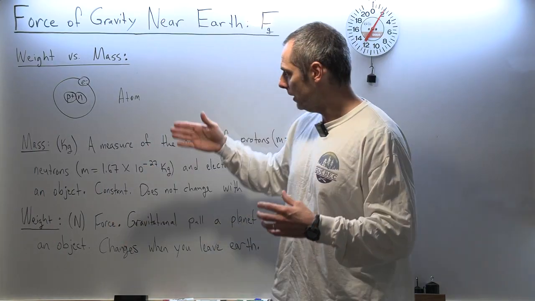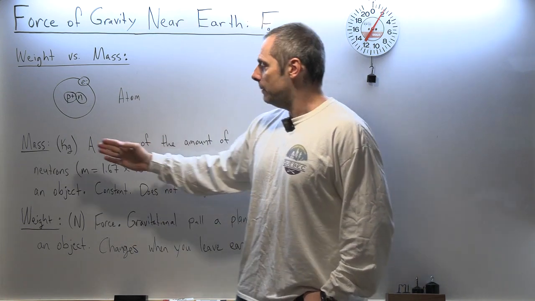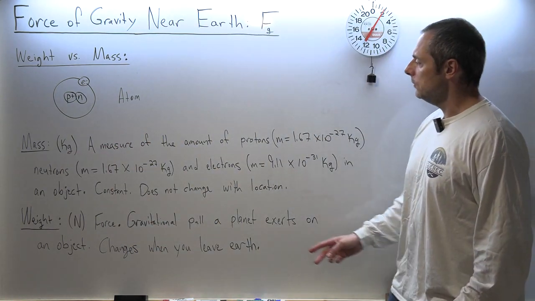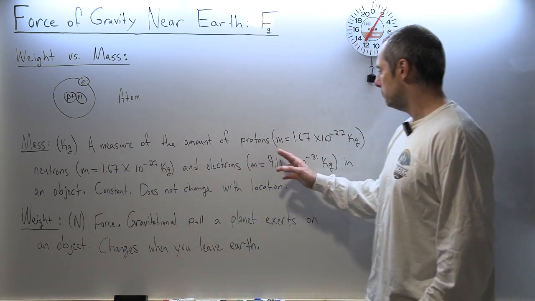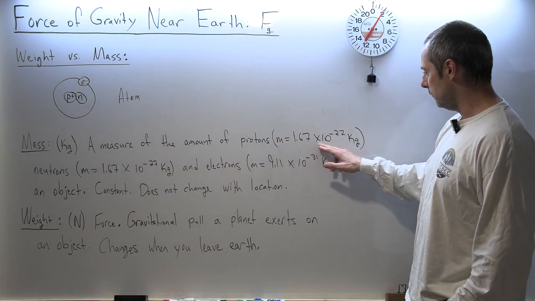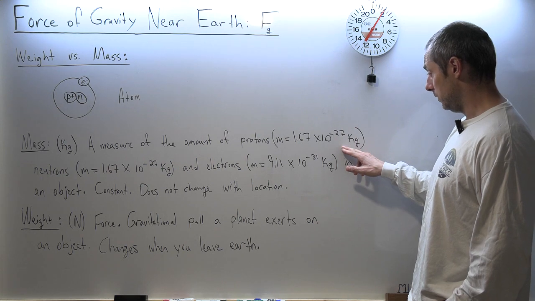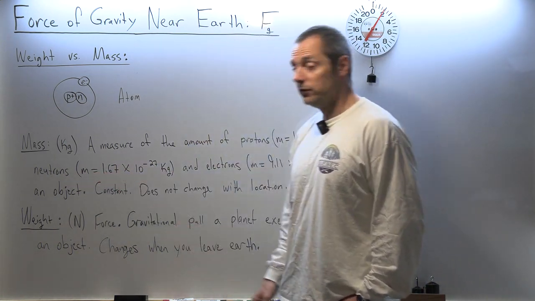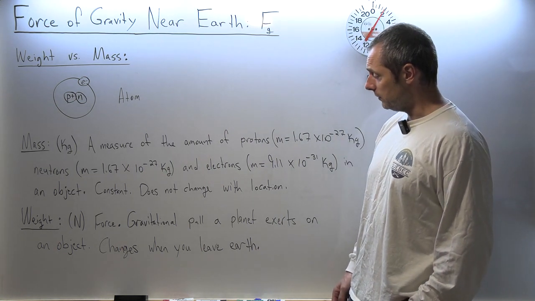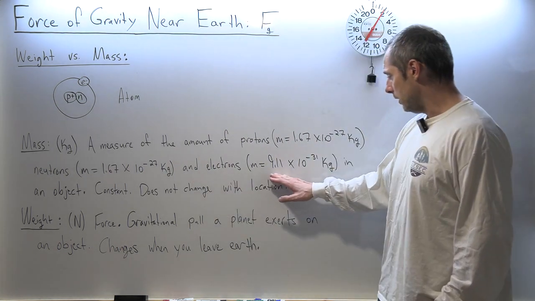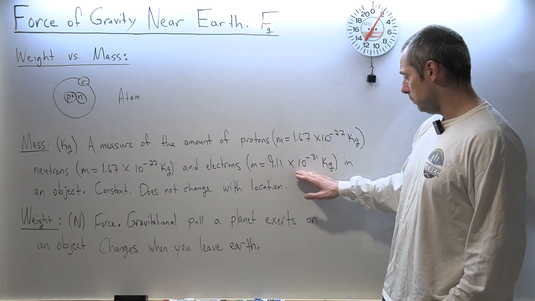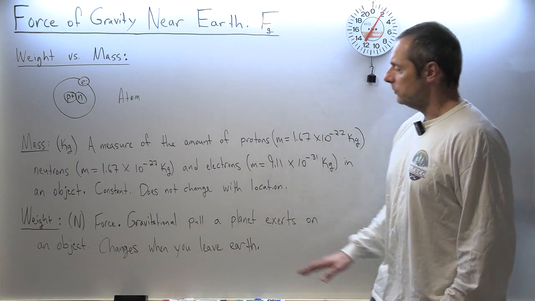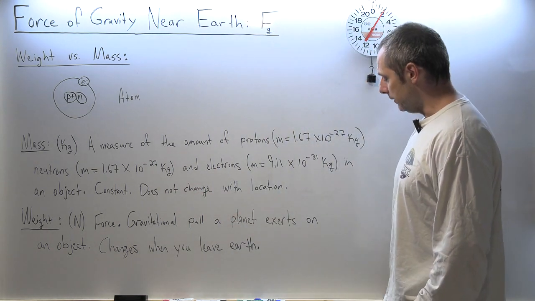Everything has mass and weight, like this atom. The mass, first of all, is measured in kilograms. And what it is, it's a measure of the amount of protons, which each have a mass of 1.67 times 10 to the minus 27th kilograms, neutrons, which also have a mass of 1.67 times 10 to the minus 27th kilograms, and electrons, which have less mass, given by 9.11 times 10 to the minus 31 kilograms, in an object. It's constant. It does not change with location.